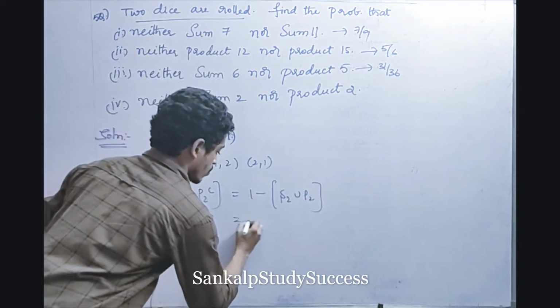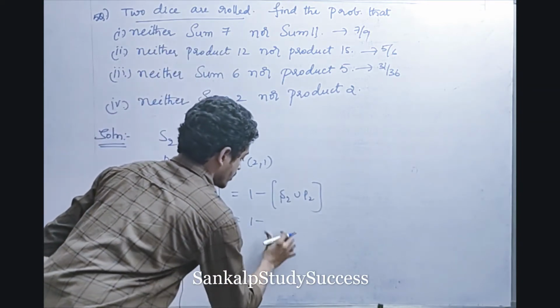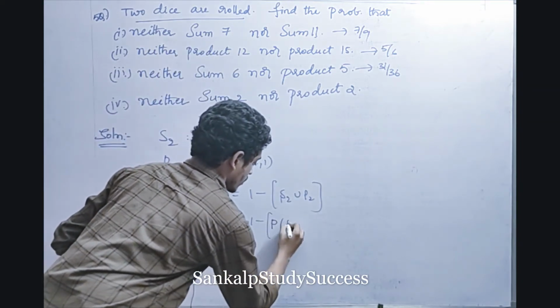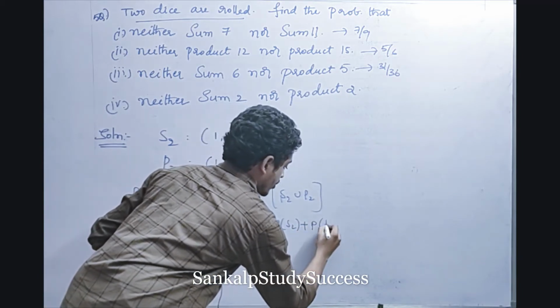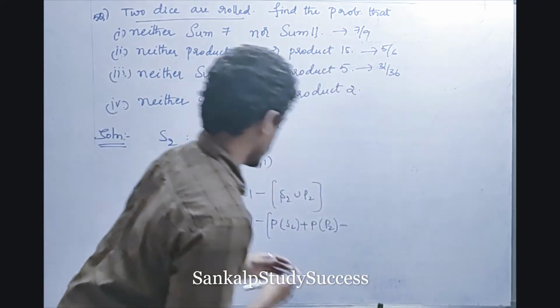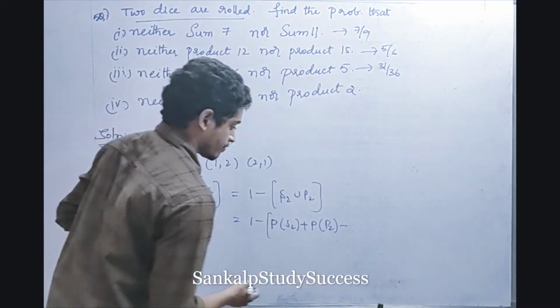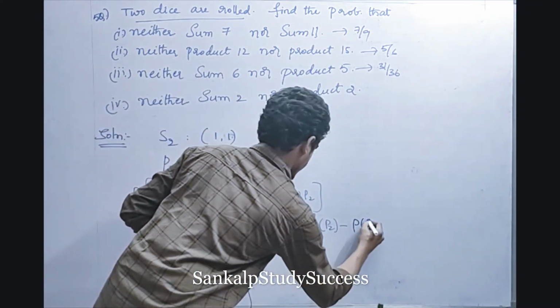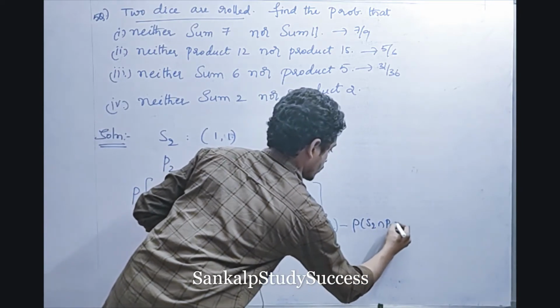So 1 minus the probability of S2 plus the probability of product 2 minus the probability of S2 intersection P2.